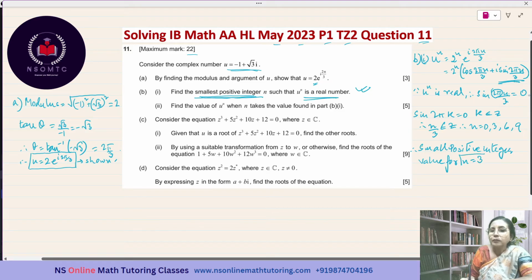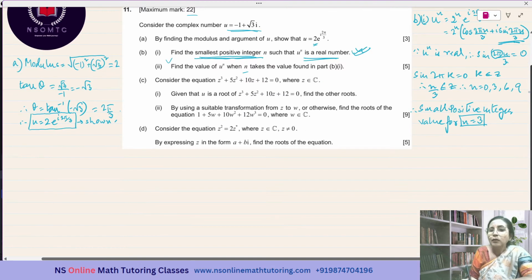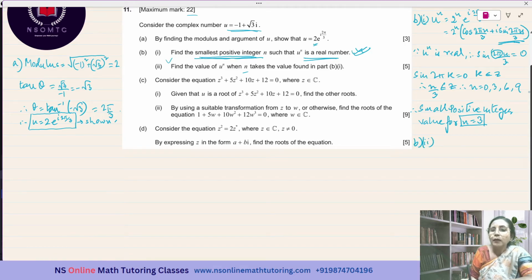Okay, so this is the answer for the first subpart of subpart i. The second subpart says: find the value of u to the power of n when n takes the value found in this part. That means when n is having the value of 3. So this is b i: u to the power of n is equal to 2 to the power of, or I should be writing, 3.